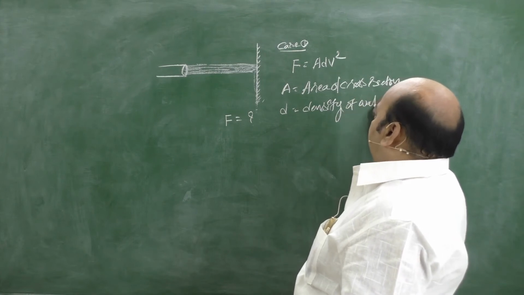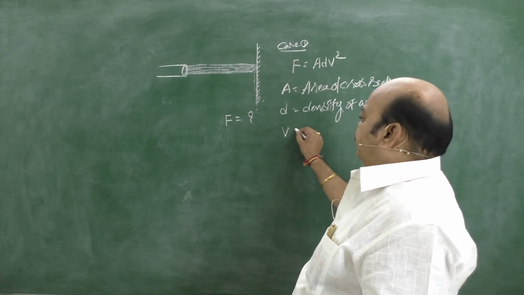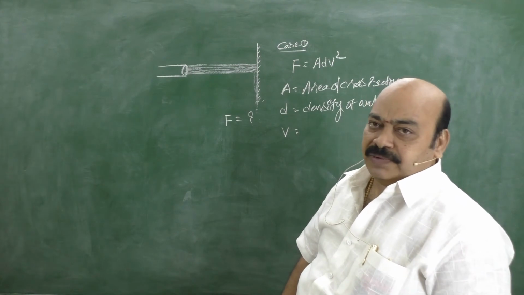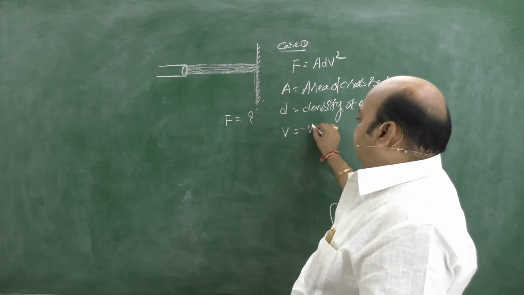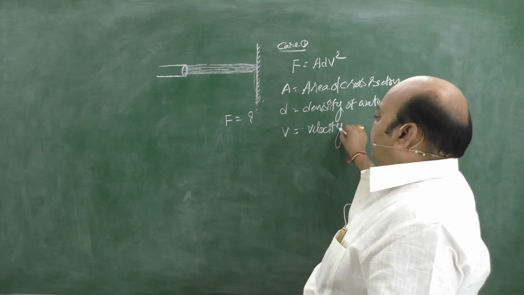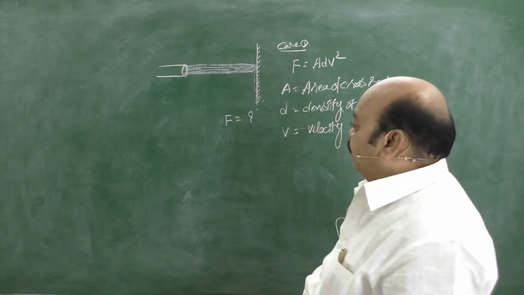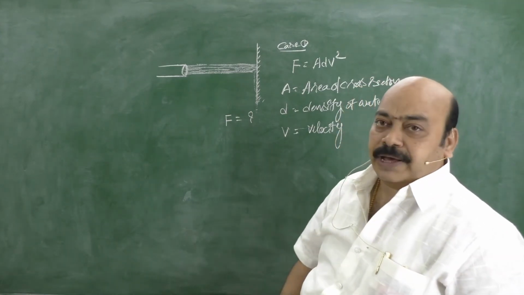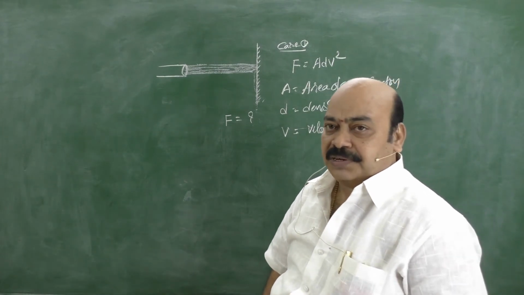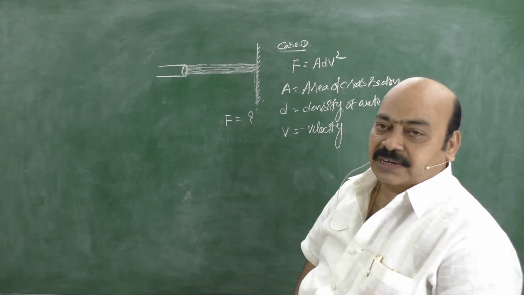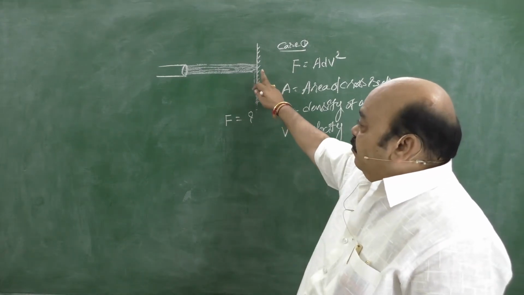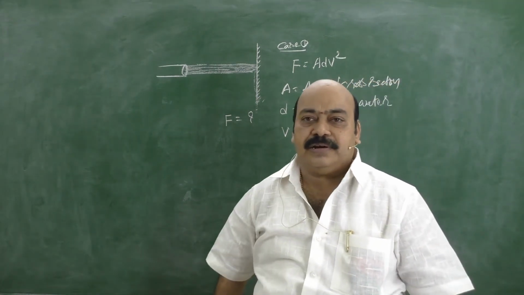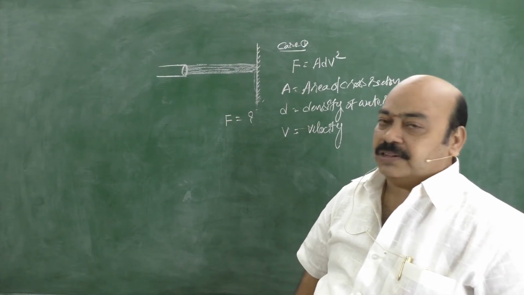Density of water. And V is the velocity of the jet. Water rushes out with a certain velocity, where V is the velocity of water with which water strikes the wall. This is the parameter. Once again I am repeating, when a hose pipe delivering water with a certain velocity is directed towards a vertical rigid wall and the water falls down after hitting the wall, what is the force exerted by the water jet on the wall?